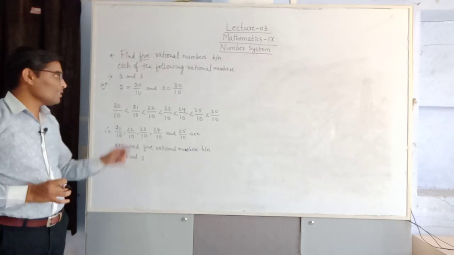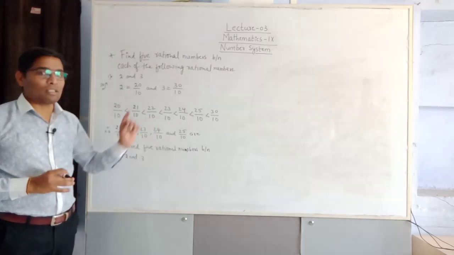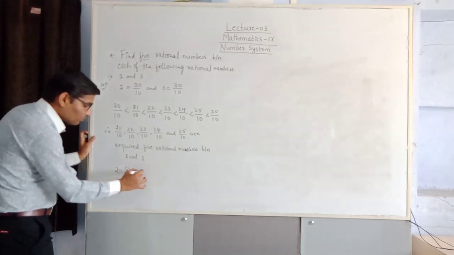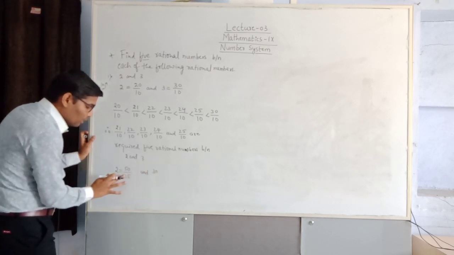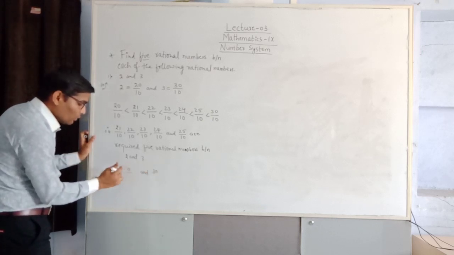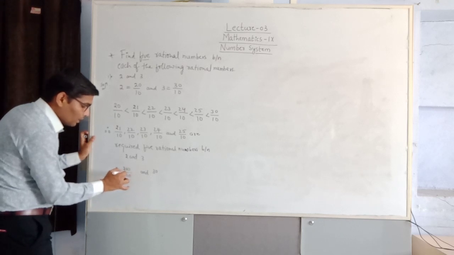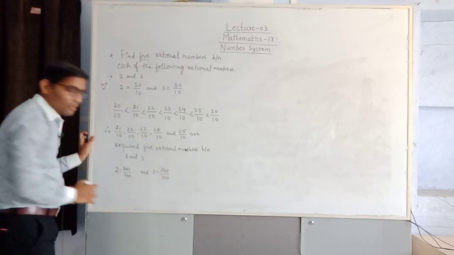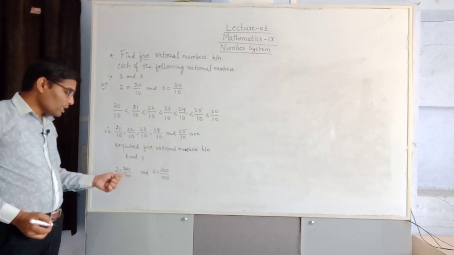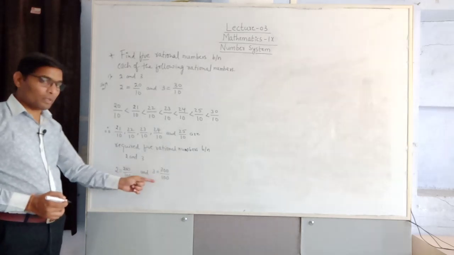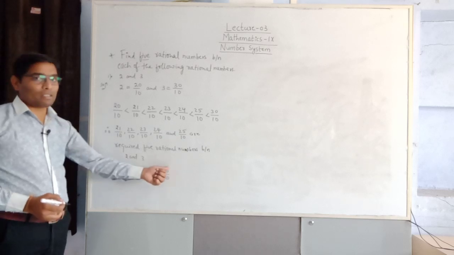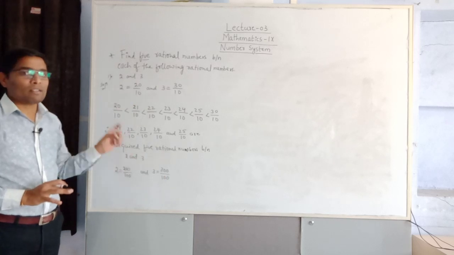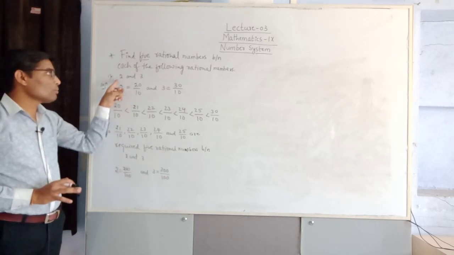Here, as I told in the beginning, the problem is indefinite. We can write other answers also. Let me explain. 2 can also be written as 50 by 25, but instead of this we can also write 2 as 200 by 100 and 3 as 300 by 100. Now 2 is written in p by q form and 3 in p by q form with the same denominator 100. Between 200 and 300 you can write any 5 required rational numbers.